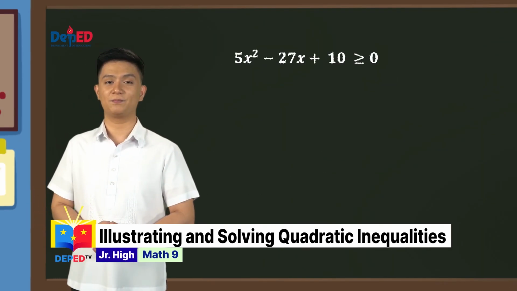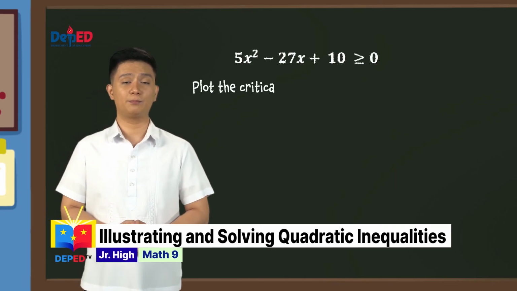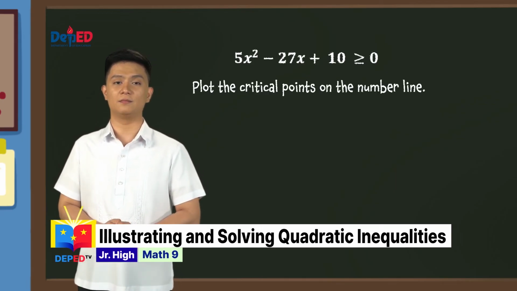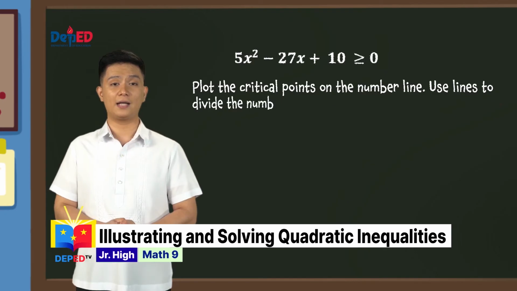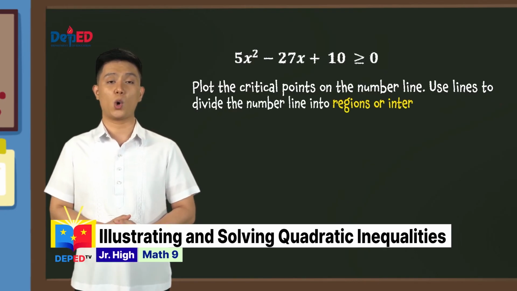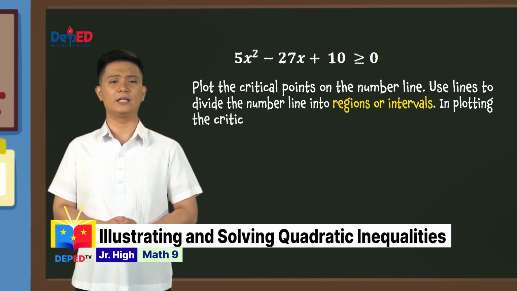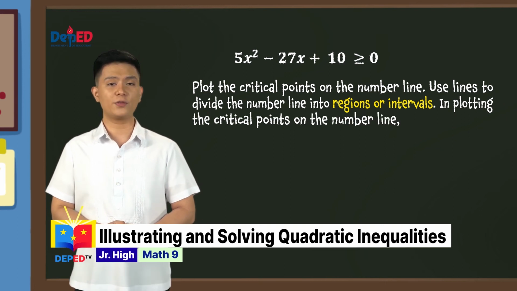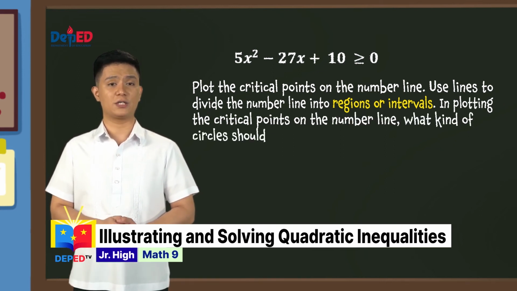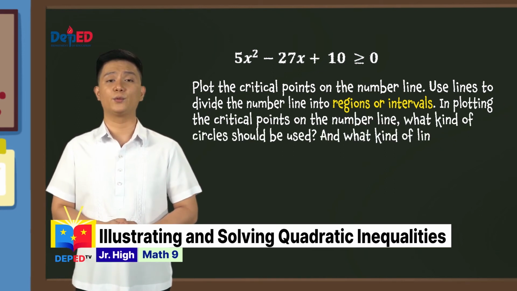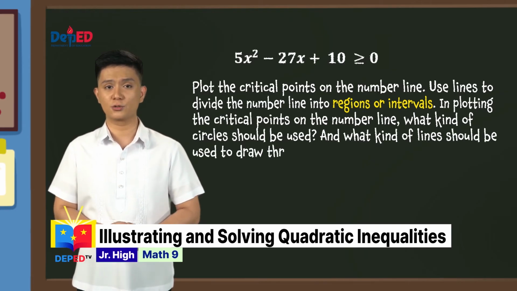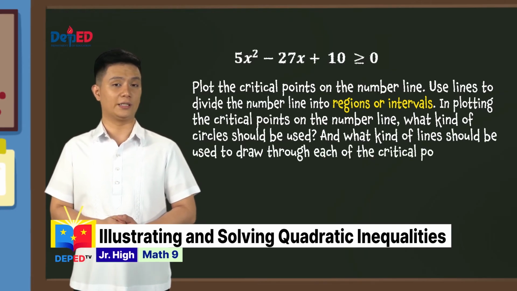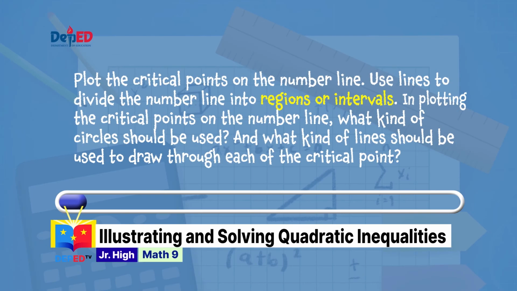Question number 3. Plot the critical points on the number line. Use lines to divide the number line into regions or intervals. In plotting the critical points on the number line, what kind of circles should be used? And what kind of lines should be used to draw through each of the critical points? For 15 seconds, go!